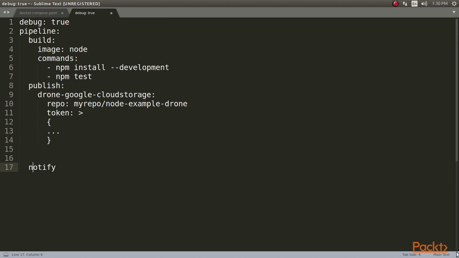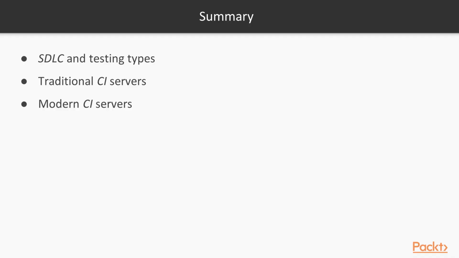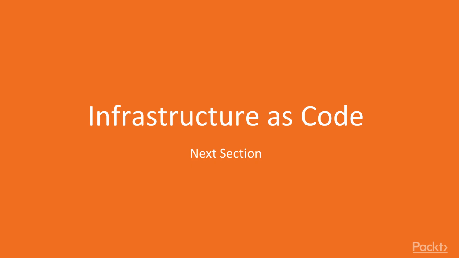For example, if we wanted to send a Slack notification, we would just need to add these lines to our pipeline. In this video, we looked at modern CI servers. This section started with SDLC and testing types. We then moved to traditional CI servers and modern CI servers. In the next section, we will see infrastructure as code.